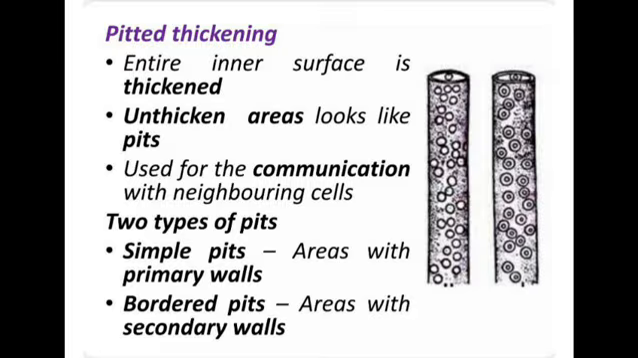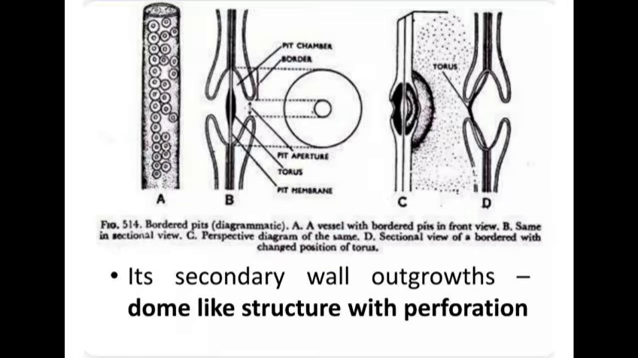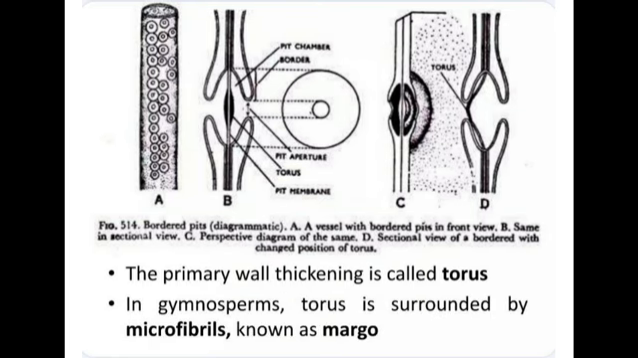Two types of pits: simple pits, areas with primary walls; bordered pits, areas with secondary walls. It has secondary wall outgrowths, a dome-like structure with perforation. The primary wall thickening is called torus. In gymnosperms, the torus is surrounded by microfibrils known as margo.